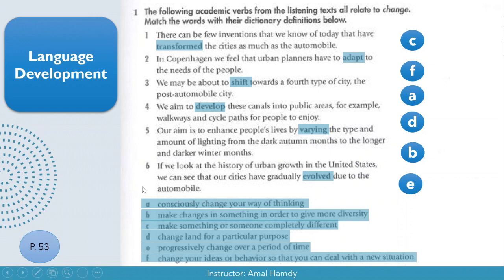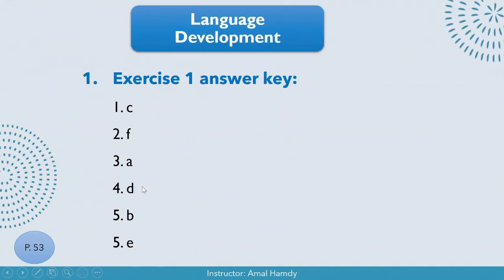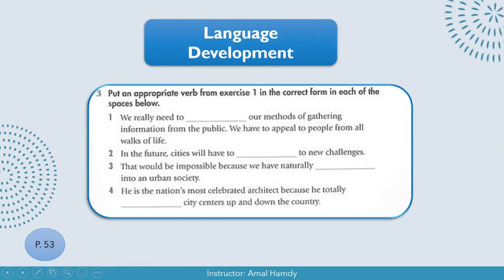But since we are studying the English language and we are writing academically, we need to use academic verbs, verbs that are quite specific in their meanings. This is quite important because this is what distinguishes one student from another when your teacher or instructor is grading your essays. Moving on to exercise number 2, we need to use the same verbs that we just discussed that are related to change and fill in the blanks.